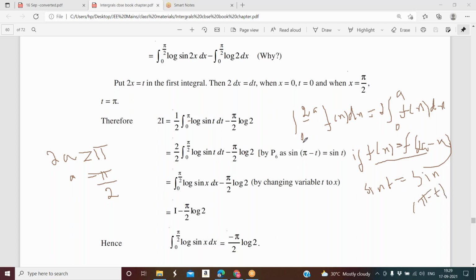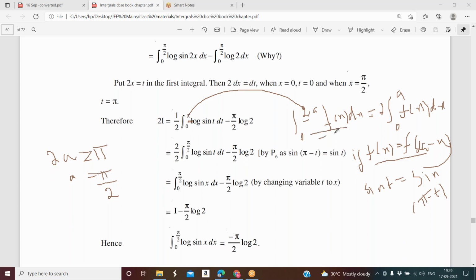Then only we can apply this property. What is the property? It says integral 0 to 2a f of x dx equals 2 times integral 0 to a f of x dx. In the place of 2a, I'm having pi. Here we have integral 0 to pi. So compare these two integrals. From this it is clear that 2a is pi, which means a value is pi by 2.